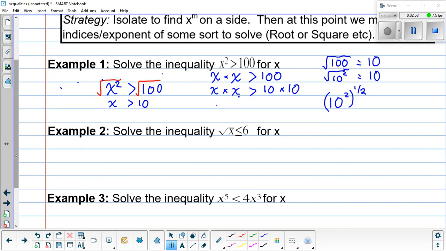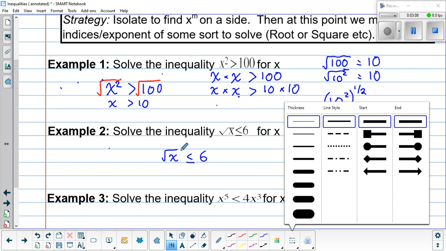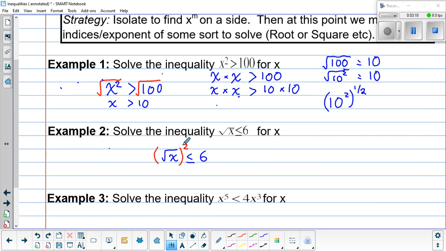Similarly, we have the square root of x is less than or equal to 6. So how do we get x? Well, the opposite of square root is squaring. So we're just going to square both sides. That means on the left, we're left with x is less than or equal to 6 squared. 6 squared, remember, means 6 times 6. So 6 squared is 36.